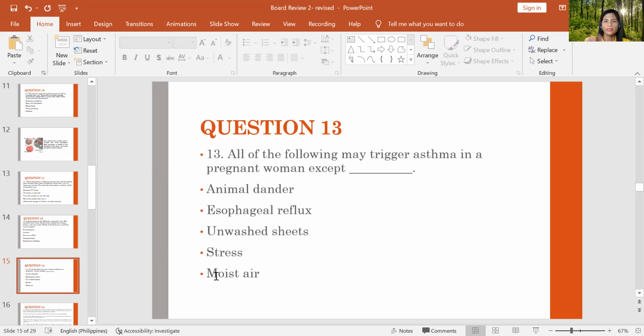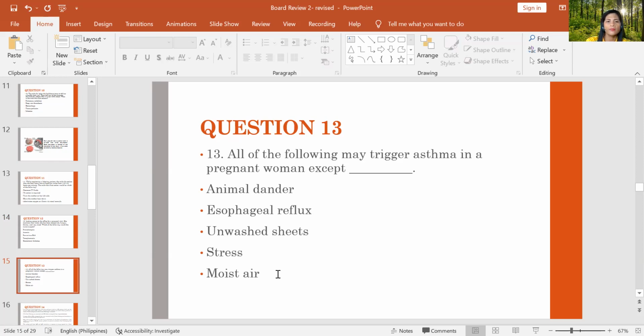All of the following may trigger asthma in a pregnant woman except what? Animal dander, esophageal reflux, unwashed sheets, stress, or moist air. So what is the right answer? The right answer is, of course, moist air.